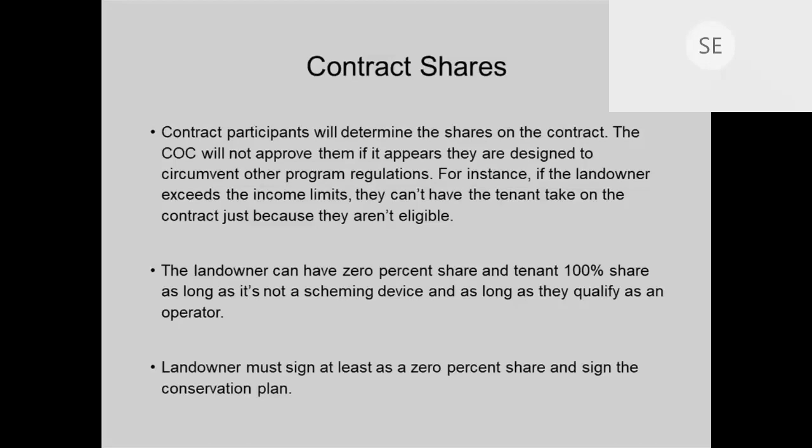We have that provision, but at the same time, that's where we have our county committees for judgment and things like that. So it doesn't mean that's how we have to operate. The landowner can have a 0% share and the tenant 100%, as long as it's not a scheming device and as long as that operator who would be getting 100% actually qualifies as an operator in our realm of rules. But the landowner would have to sign at least as a 0%.